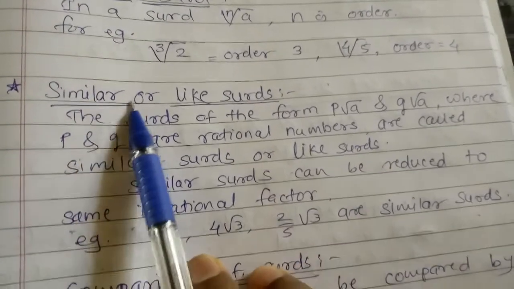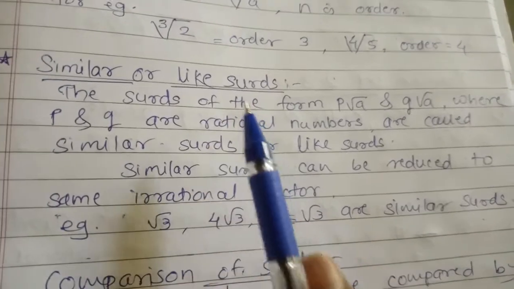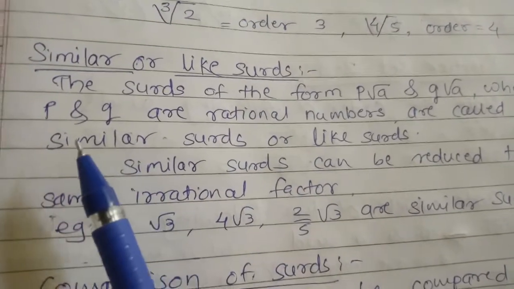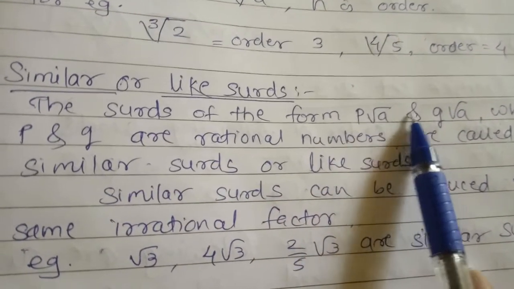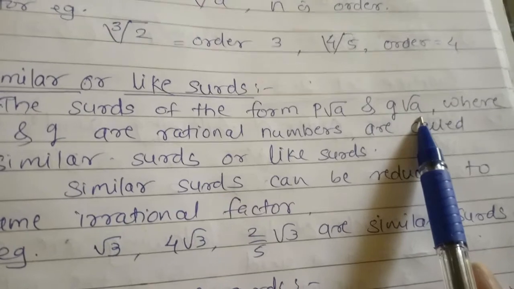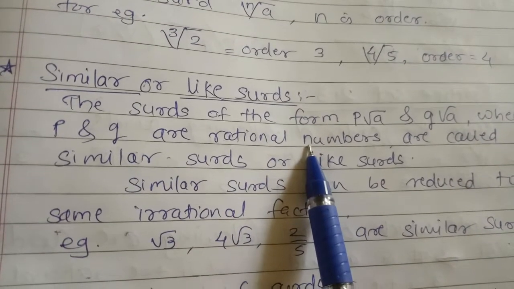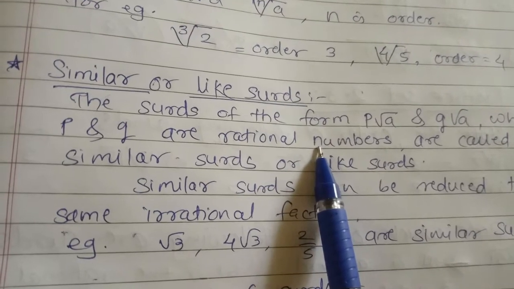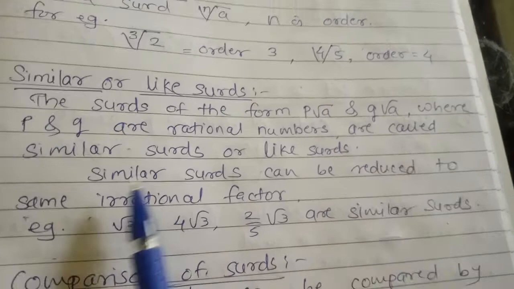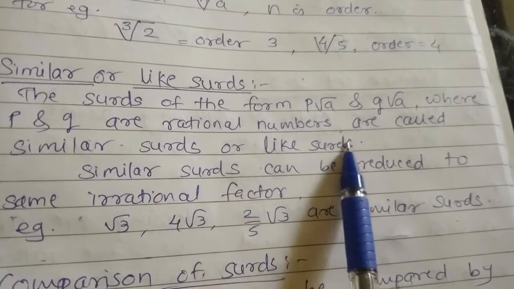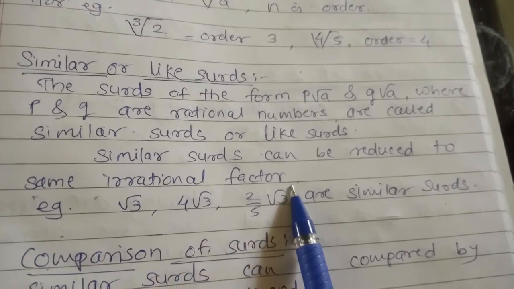Next one, similar and like surds. The surds of the form p root a and q root a, where p and q are rational numbers, are called similar surds or like surds. Here p and q must be rational numbers. Similar surds can be reduced to the same irrational factors.